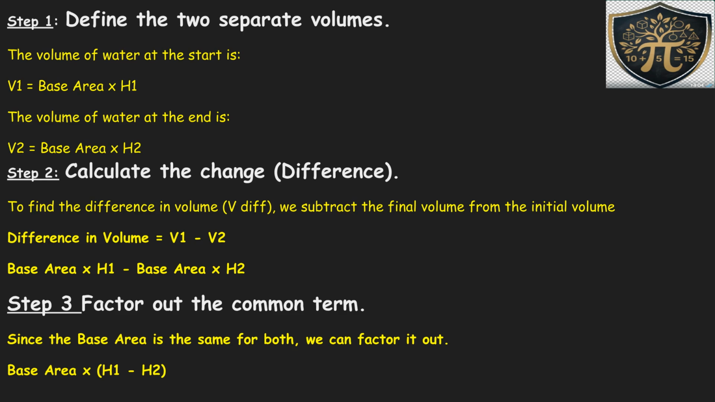Step 2. Calculate the change, difference. To find the difference in volume, V_diff, we subtract the final volume from the initial volume. Difference in volume equals V1 minus V2. Base area times H1 minus base area times H2. Step 3. Factor out the common term. Since the base area is the same for both, we can factor it out. Base area times H1 minus H2.